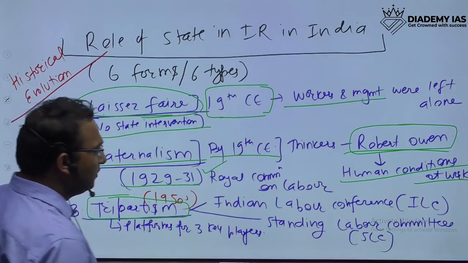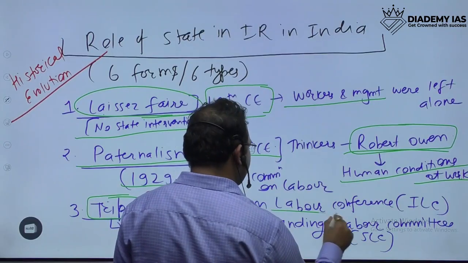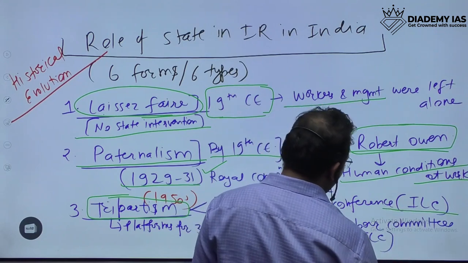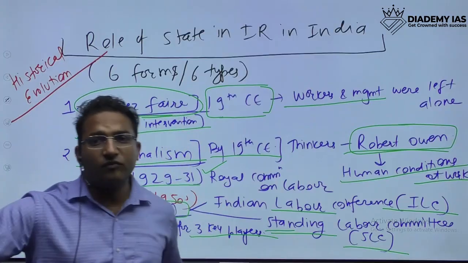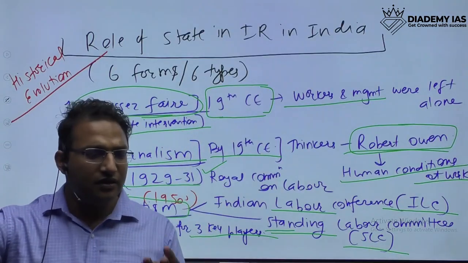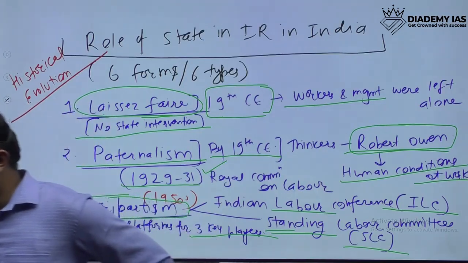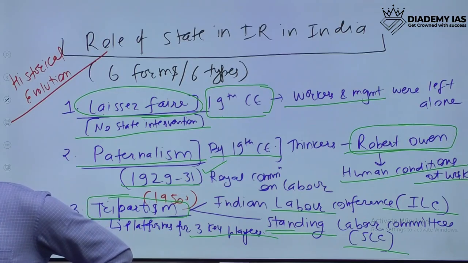In the tripartitism model, we have 2 tripartite bodies, Indian Labour Conference and Standing Labour Conference, that is ILC and SLC. So it basically provides a platform for the 3 important players. These players are the management, the worker and the government. So these 3 bodies will come together and they will lay down the rules of the working. They will negotiate on the important terms.